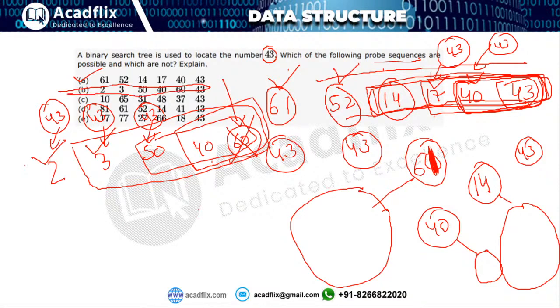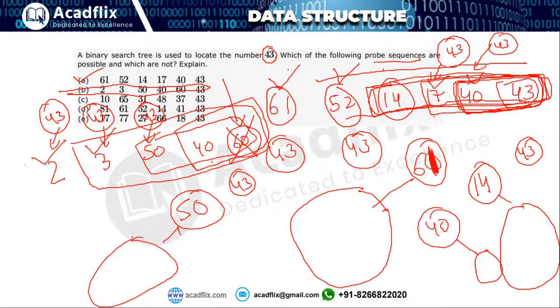Why? Because when I came across 50 now, I compared 43 with 50. Now I came to know that 43 will lie somewhere in its left subtree, and all the nodes in its left subtree would be less than 50. But then how did we come across 60? It is actually not possible, right? So that is why this particular probe sequence is not possible.